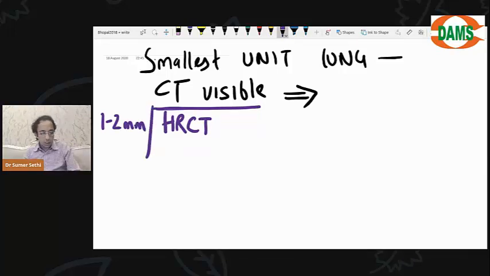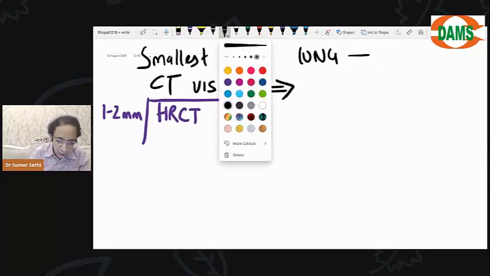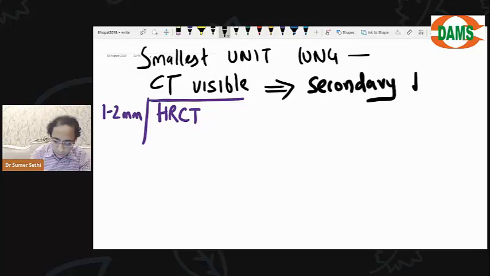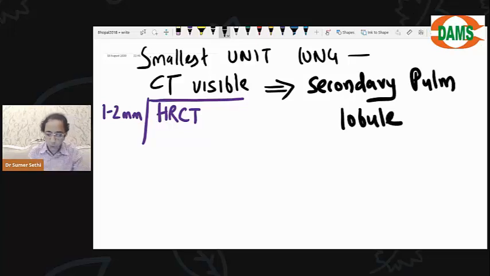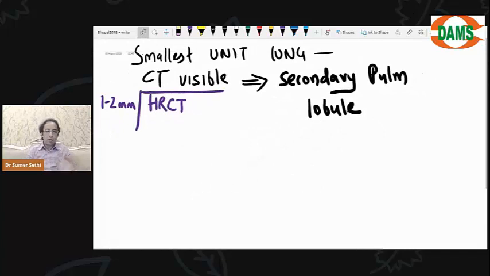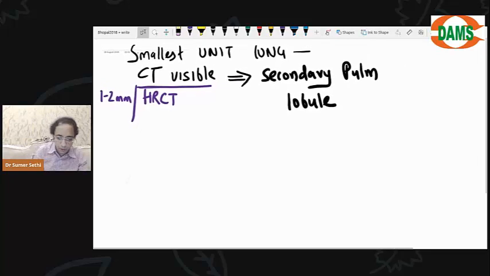Now please see. The smallest unit of the lung which is visible on CT is called the secondary pulmonary lobule. Now, how does it look and why am I telling you this? It will take 5 minutes, but then a lot of the words that you will read in Harrison will become clear. Listen to me.